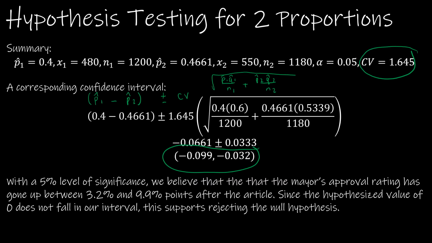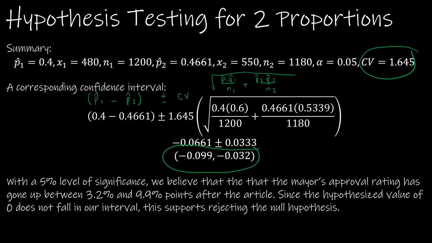Again, take care when you are talking about what this interval means, because we have to remember what the alternative hypothesis was and what it is we're trying to prove. So, two parts to our conclusion. With a 5% level of significance, we believe that the mayor's approval rating has gone up between 3.2% and 9.9% after the article.